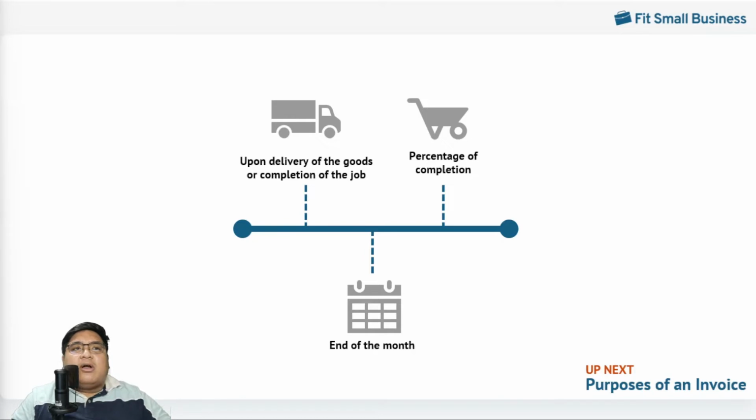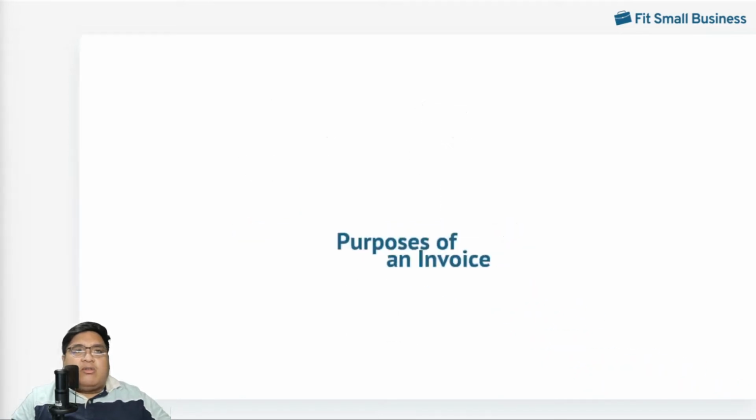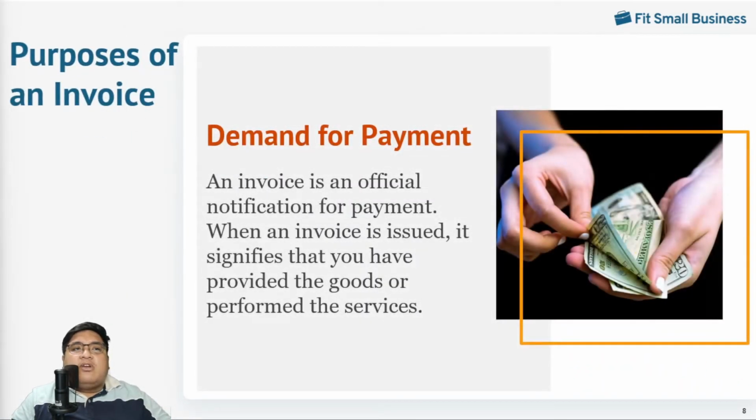Now, let's talk about the purposes of an invoice. First, an invoice is a demand for payment. It means that we've completed the job or delivered the goods to the customer. Since we are demanding payment, we are also recognizing a receivable in our books.